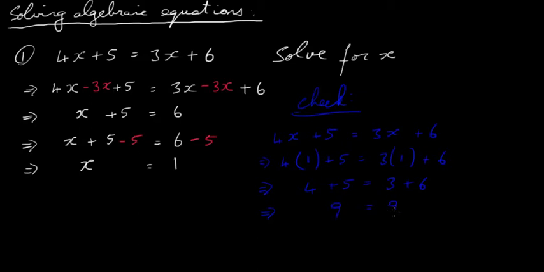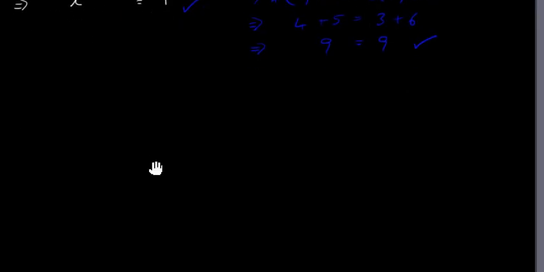3 plus 6, which is 9. 9 is equal to 9. It's correct. So x is equal to 1. This is correct. Right, so that's the first example. Let's have a look at another one.